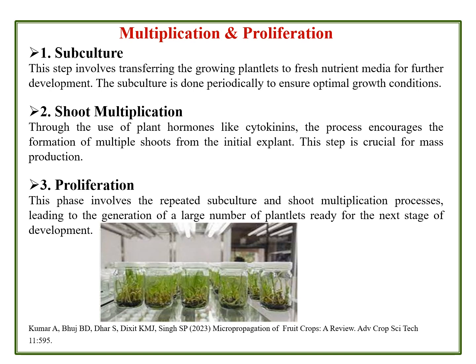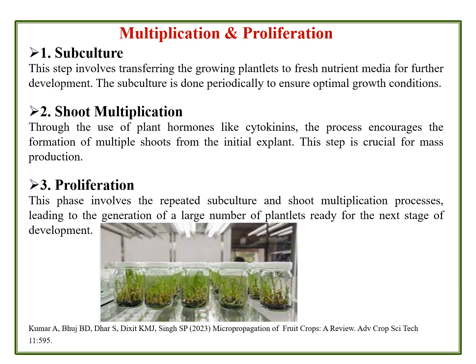Then shoot multiplication. Through the use of plant hormones like cytokinins, especially benzyl aminopurine and kinetin, either can be used for the shoot multiplication. The process encourages the formation of multiple shoots from the initial explant. So this step is crucial for mass production or mass multiplication of the desired plant species or plant material on the defined media. The next phase is proliferation.